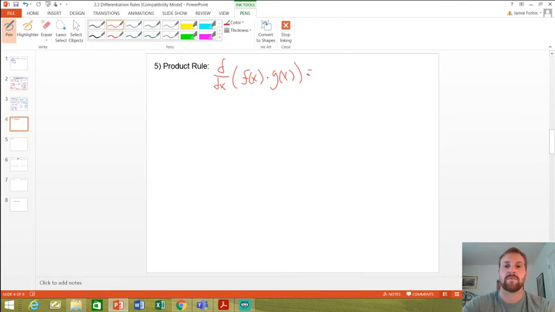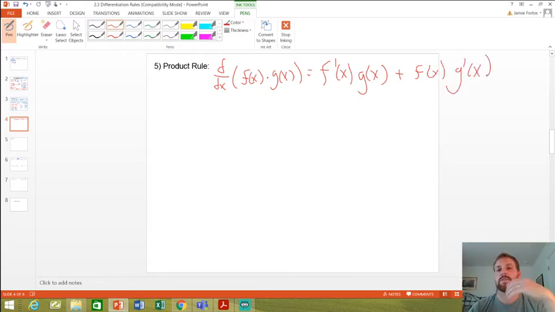I say it like this. The derivative of the first times, keep the second the same, plus keep the first the same, derivative of the second. That's it. So again, I say derivative of the first, keep the second the same, plus keep the first the same, derivative of the second. So it's not terrible. Let me give you a really easy example.